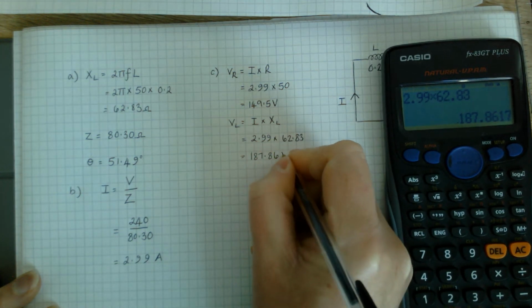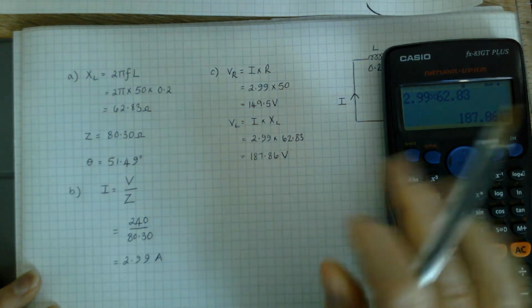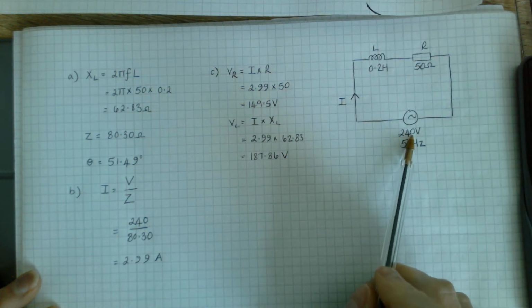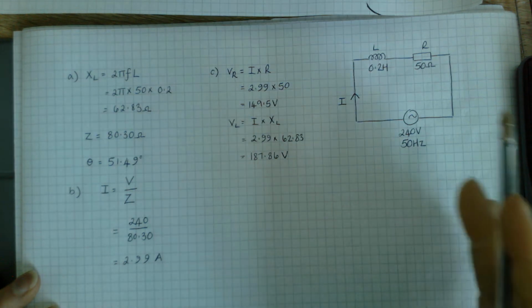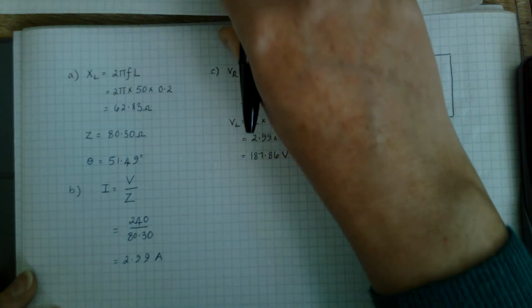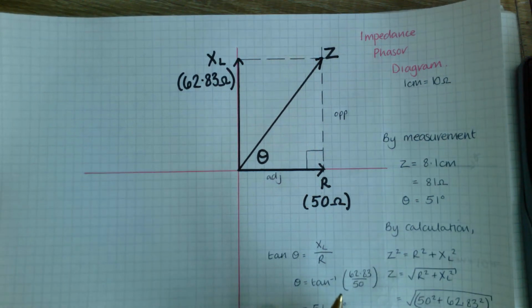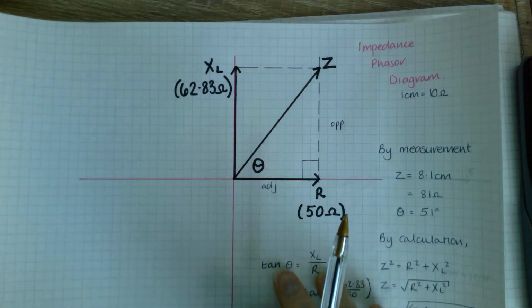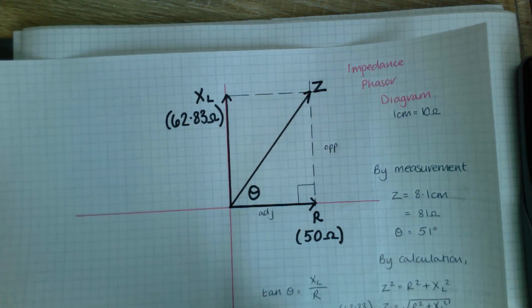187.86. Now you wouldn't expect these two to add up to give you this supply voltage because they don't add up just arithmetically like this. You have to add them like phasors on a phasor diagram, which should look very similar to this impedance diagram, but the sizing will be different. So what we're now going to do is draw the phasor diagram.